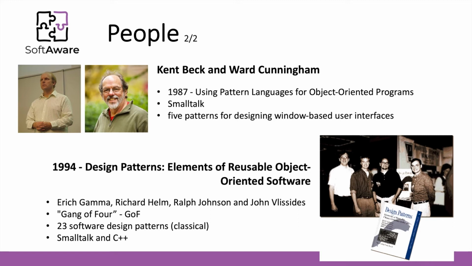It has since then been referred to as the patterns from the Gang of Four, GOF, due to the 4 authors that compiled these elements of reusable object-oriented code. They are Erich Gamma, Richard Helm, Ralph Johnson, and John Vlissides. The book provides us with 23 software design patterns that are considered classical and that will be the basis for our session.